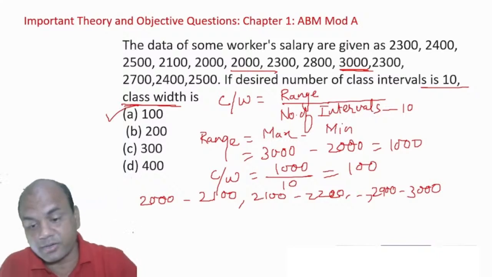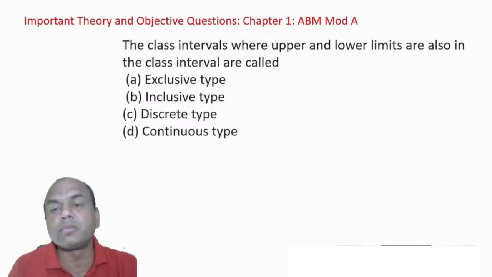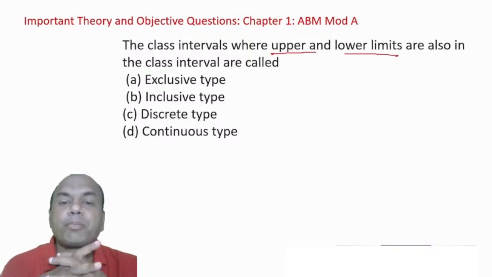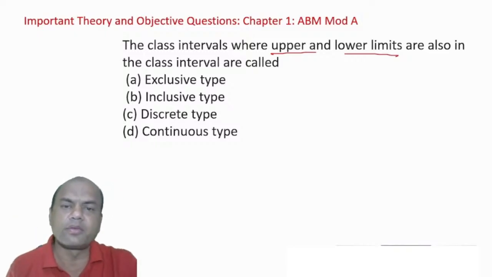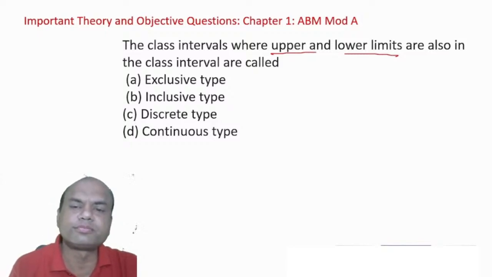So this is 100. The class intervals where the upper and the lower limits are also included in the class interval are called, here, upper and lower limits are also included. Now what do you mean by this? Upper and lower limits are included. Okay, let me give you the logic over here. Suppose there are these numbers. Let me start.